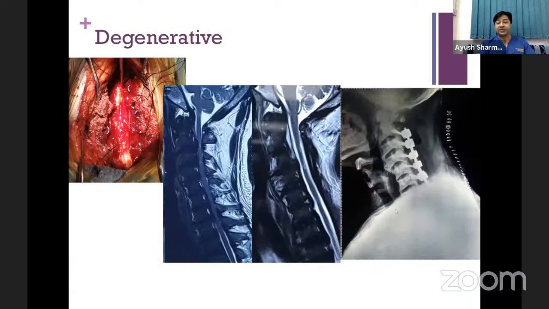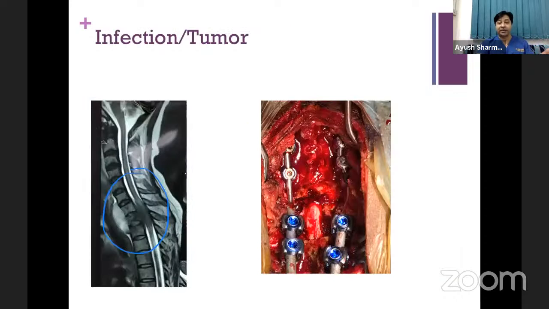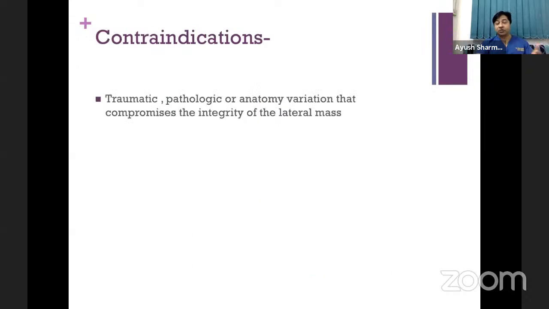In case of degenerative spine, after laminectomy, you can use it to fix the spine, to hold the spine, to prevent further complications. You can use it as a posterior augmentation if you have done a complex anterior surgery, maybe more than 2 levels of corpectomy. In case of infections or tumor, when the integrity of the spine has been compromised, you can use lateral mass to augment and to support the spine. So you can use it anywhere and everywhere, wherever the anatomy allows you to do it.